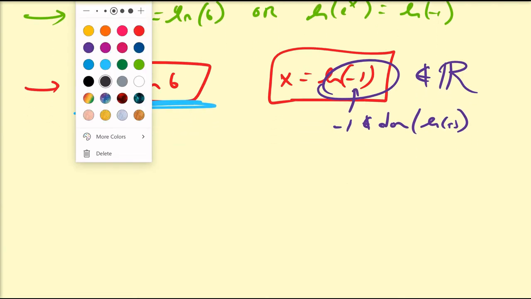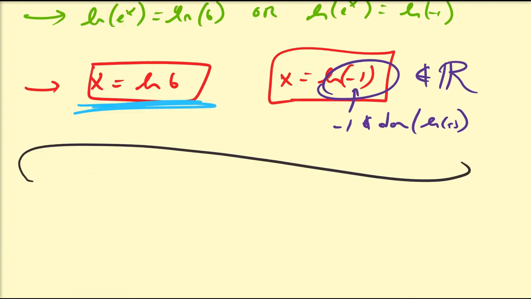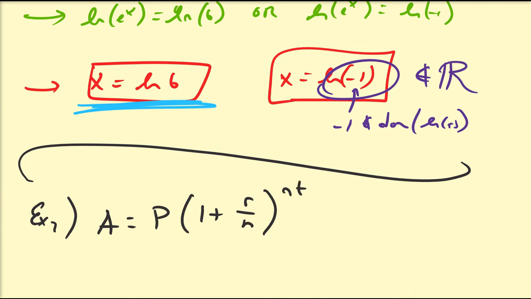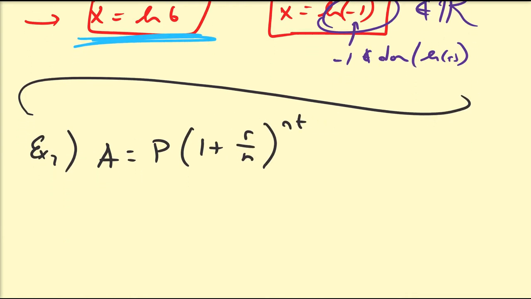So let's look at a more general example. Let's consider the function A equals P times (1 plus r over n) to the nt. This is going to be related to an application we'll do a little bit later. And let's solve this equation for t, in terms of all of these other variables: n, r, P, and A.